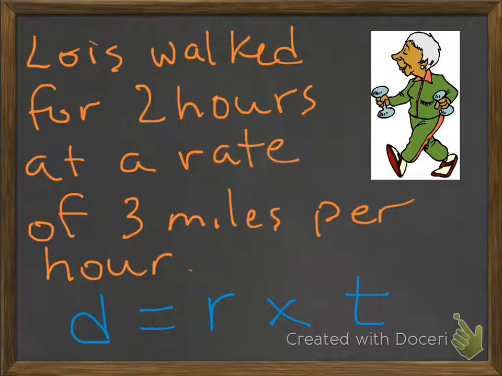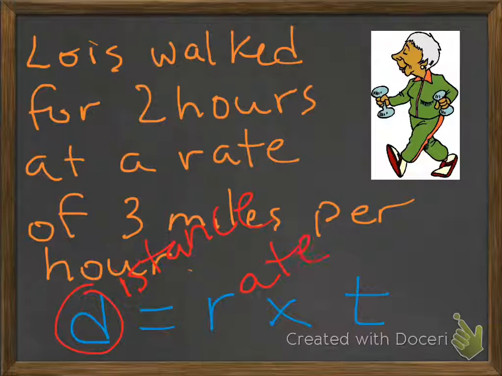So let's try this one. Let's say Lois walked for 2 hours at a rate of 3 miles per hour. And we'll use this formula. So we understand D means distance. That's pretty much what we want to solve in this problem. How far did Lois walk? R would be rate. That is, what is the pace? How fast was she going? And then T would be time. How long did she do it for, or how long did it take?